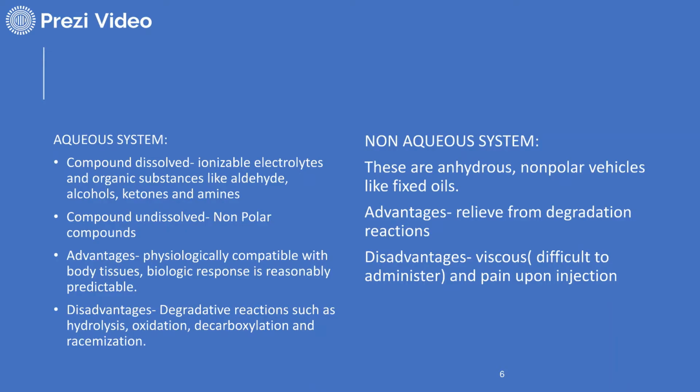When we talk about the solution form, it can be of 2 types: aqueous system and non-aqueous system. Aqueous system comprises ionizable electrolytes and other substances. Non-aqueous systems comprise non-polar compounds. Aqueous systems have the advantage of being physiologically compatible with body tissues, whereas the non-aqueous system basically relieves from degradation reactions. The main disadvantage associated with the aqueous system is that degradative reactions such as hydrolysis, oxidation, decarboxylation, and racemization take place fast.